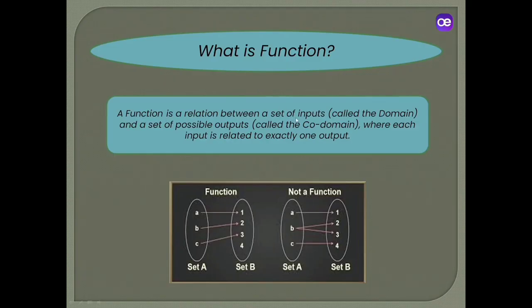A function is a relation between a set of inputs and a set of possible outputs where each input is related to exactly one output. So what does this mean? A function is a relation between a set of inputs and a set of possible outputs.